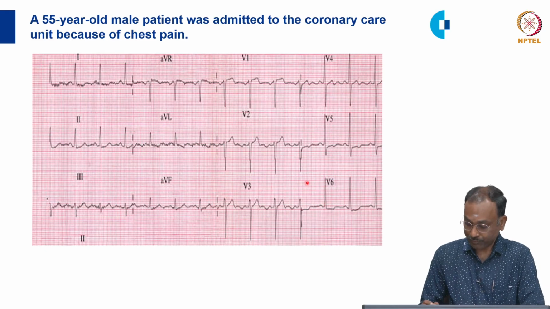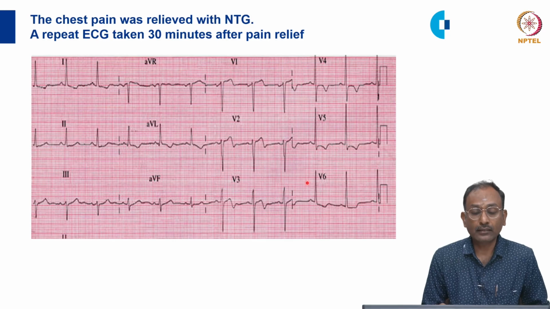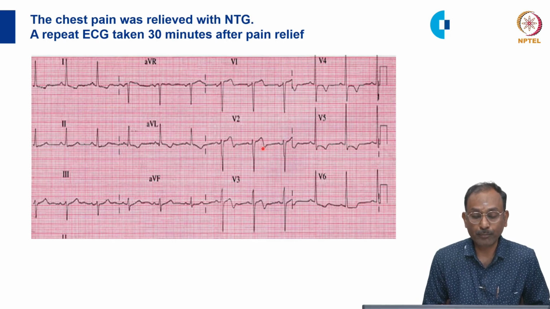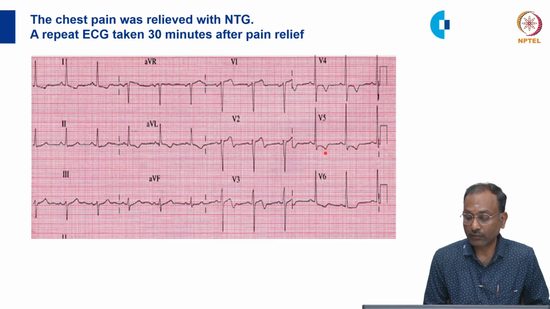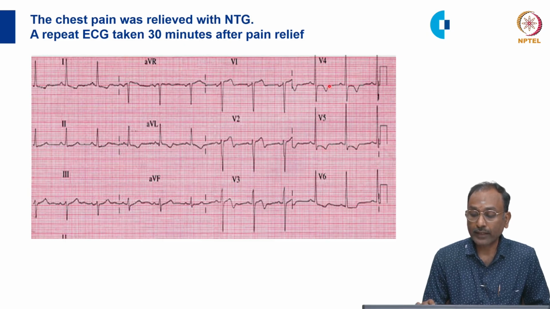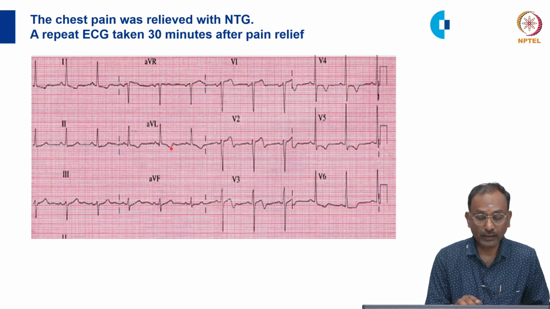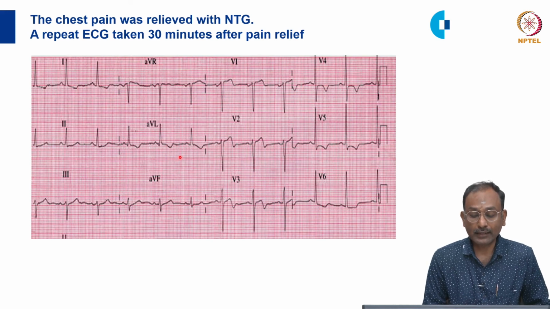So, what happened next? The same patient, the chest pain was relieved with nitroglycerin. A repeat ECG was taken after 30 minutes of pain relief. Now, the ECG shows a classical ST segment depression with T inversion in V5 and V6, a plain T inversion in V4, 1 and AVL. So, this clearly signifies an acute myocardial ischemia. Either it could be an unstable angina or non-ST elevation MI, and the patient has a significant coronary artery disease.